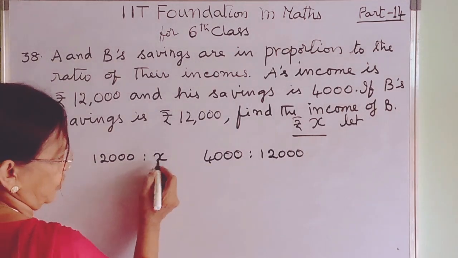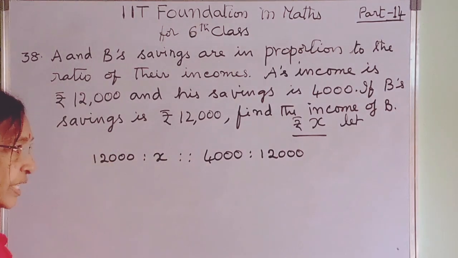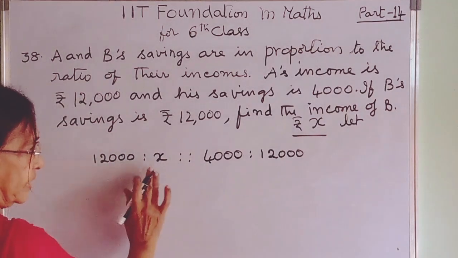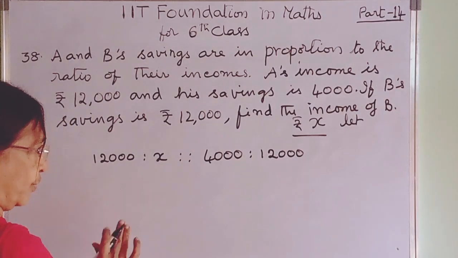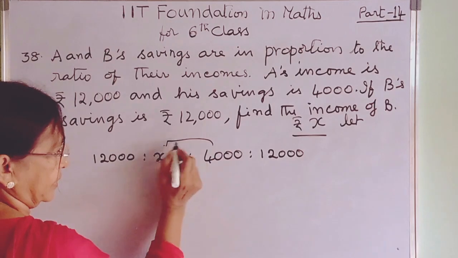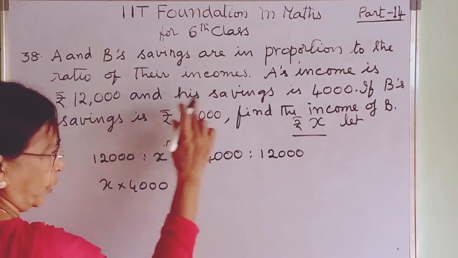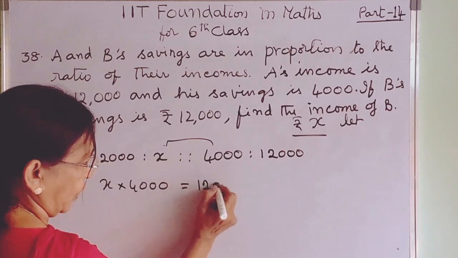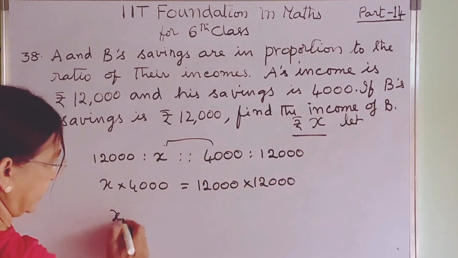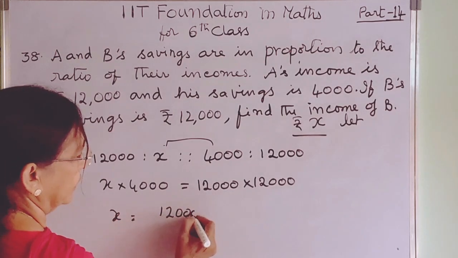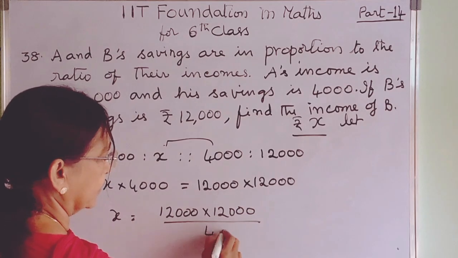Therefore, 12,000 is to X is as 4,000 is to 12,000. Therefore, 12,000, X, 4,000, 12,000 are in proportion. Therefore, the product of means, X into 4,000, is equal to product of extremes, 12,000 into 12,000, or X is equal to 12,000 into 12,000 by 4,000.